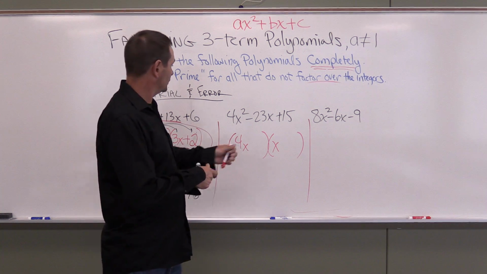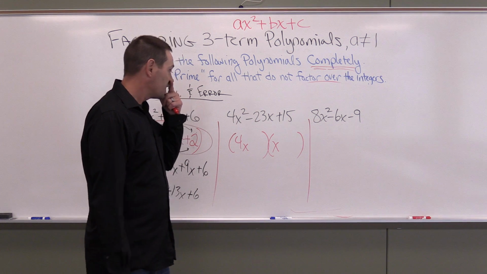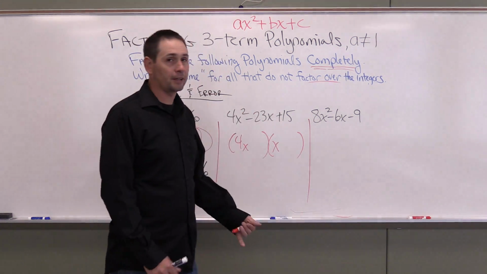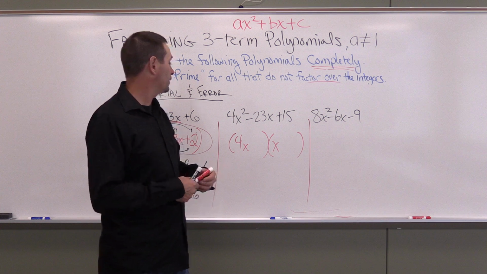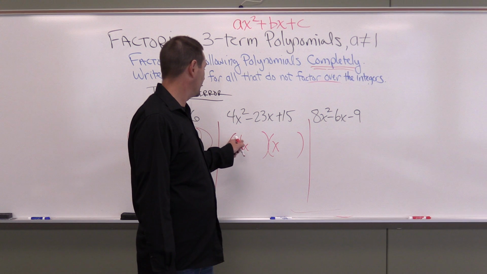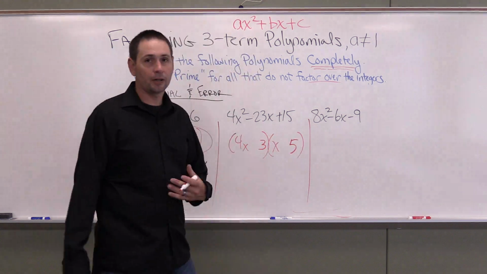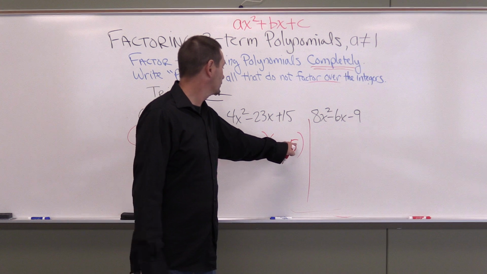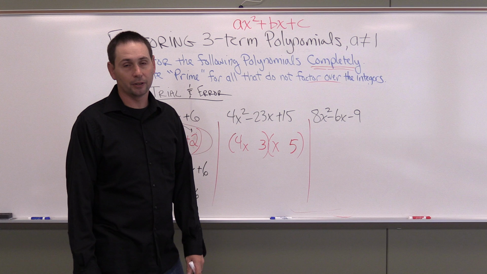Because that number seems to be getting really small compared to those. But then I have 15. I could do 15 and 1 or 5 and 3. I'm going to try the 5 and 3, I think. And I'm thinking ahead on this. I'm going to stick the 5 here and the 3 here. How can I think ahead? 4 times 5 is 20. 3 times 1 is 3. I'm looking for 23 in the middle.